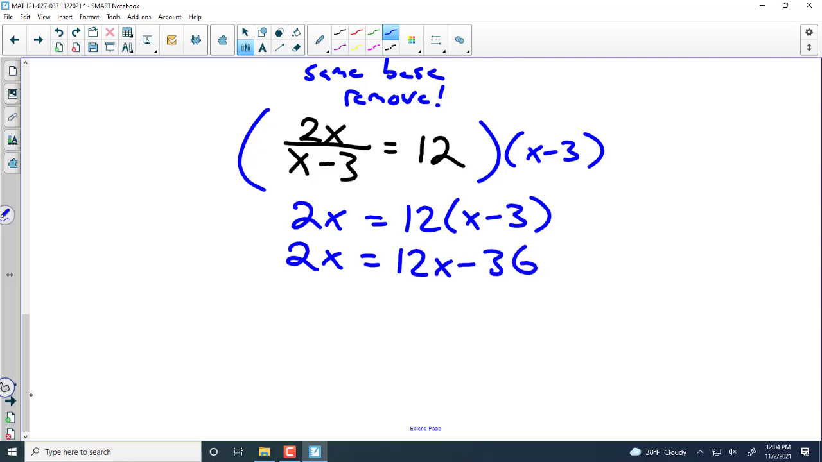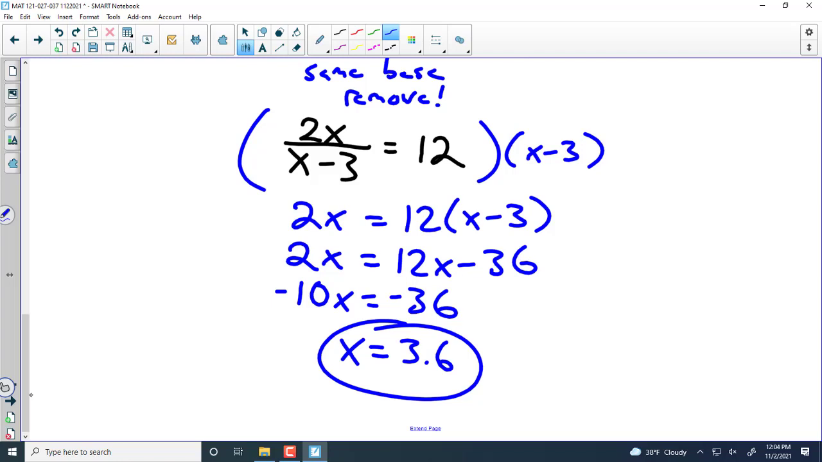Multiply both sides by x minus 3 to kill the fraction. Distribute. Get the x's together. Divide. Get an exact decimal.